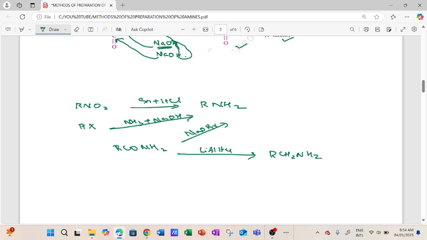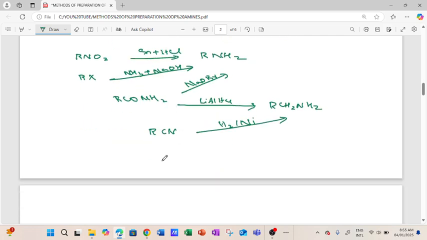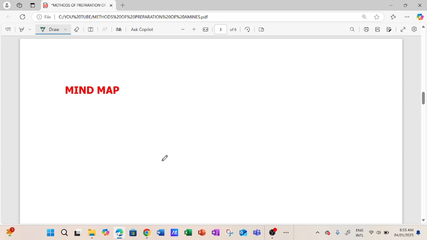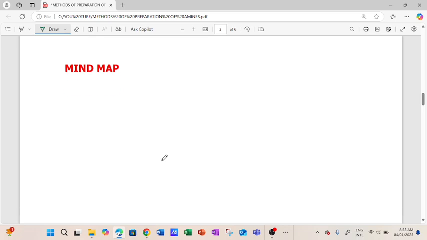And then you studied RCN, nitrile. By reduction in presence of nickel, you get RCH2NH2. So this is what you have studied just now. Other than this, you studied Gabriel phthalimide synthesis also. Using this, I'm going to give you an important mind map which will be helpful for the conversions that come under this particular topic.